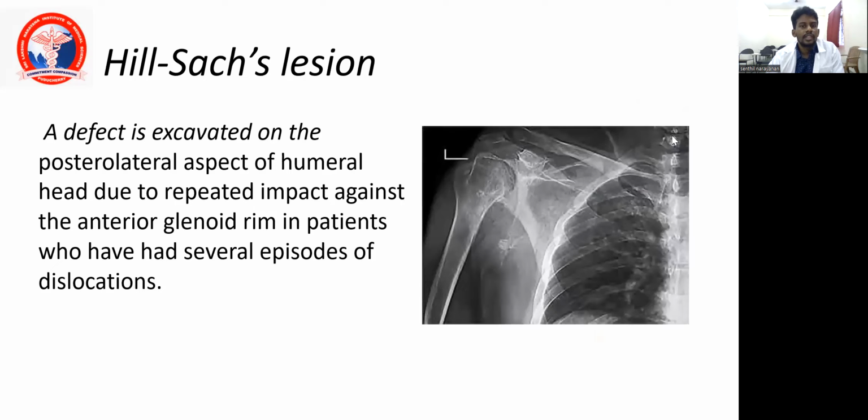The other is the Hill-Sachs lesion. A defect is excavated on the posterolateral aspect of the humeral head due to repeated impact against the anterior glenoid in patients who have had several episodes of dislocation.